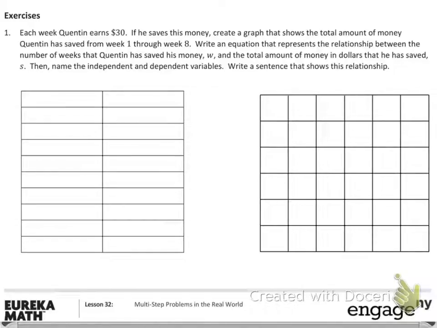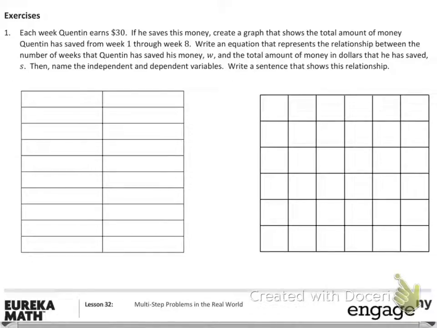Write an equation that represents the relationship between the number of weeks that Quentin has saved his money, and we'll call that W, and the total amount of money in dollars that he has saved, and we'll call that S. Then name the independent and the dependent variables, and write a sentence to show this relationship. We'll talk about that. And then we're going to also make a graph.